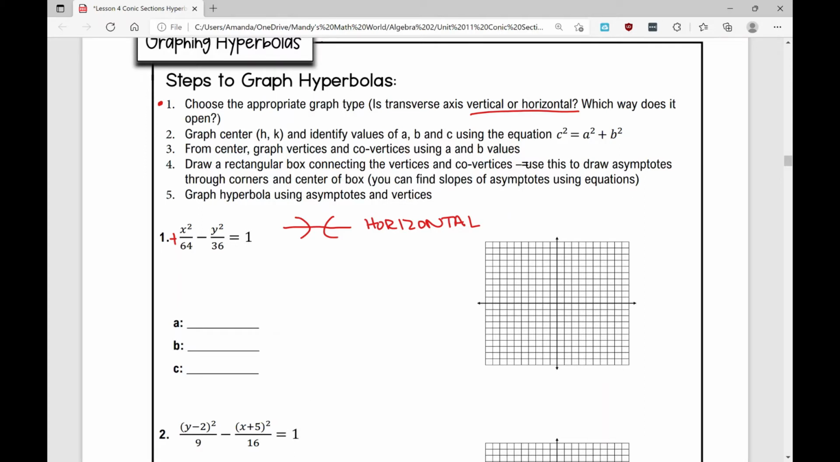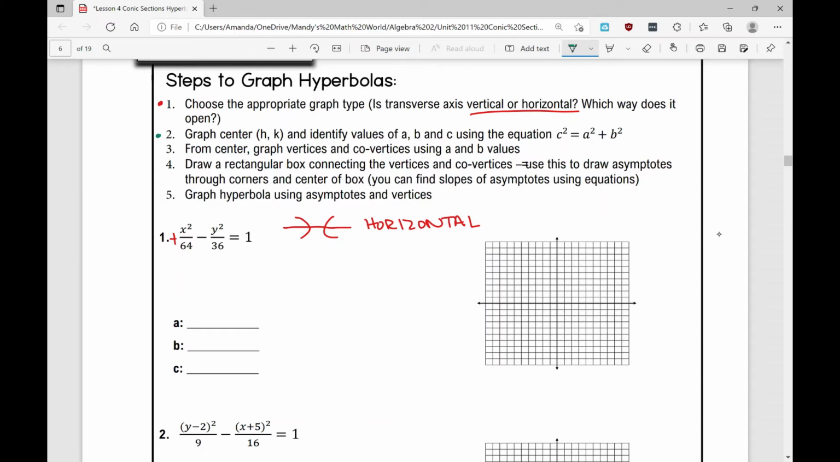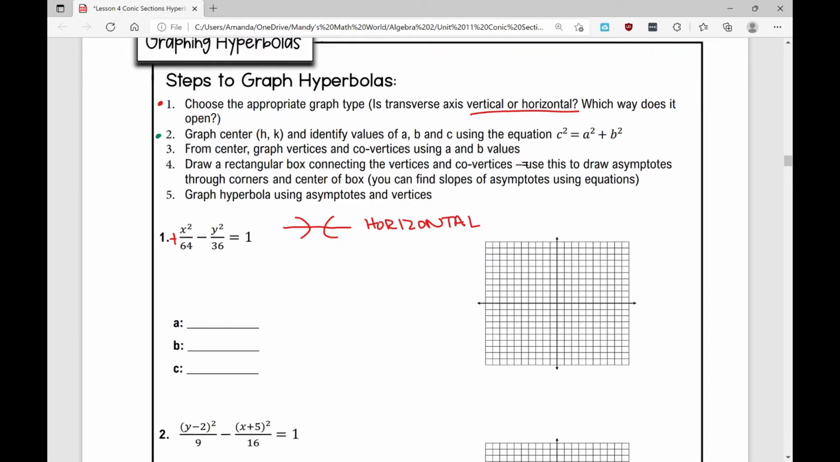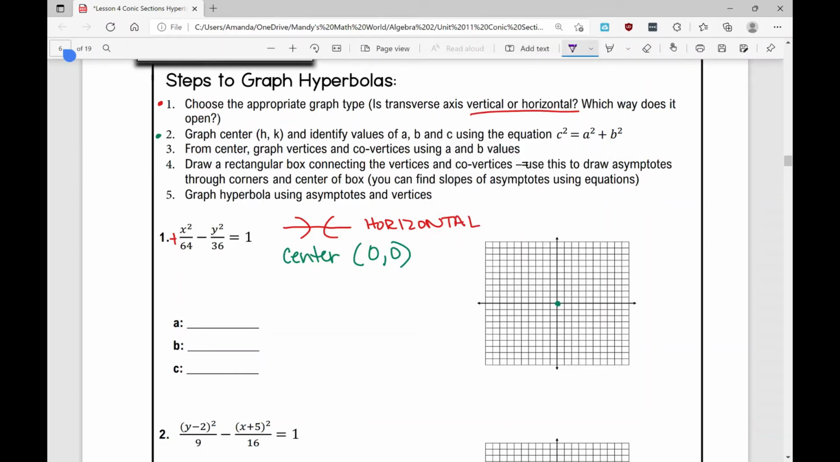Now, where is my center point? This is the next thing we're going to do. We're going to graph the center point, (h, k), and identify the values of A, B, and C using the equation C squared equals A squared plus B squared. So let's graph our center point. Our center point here, there aren't any translations. It's just 0, 0. So we're going to graph that center point. And now let's determine the values of A, B, and C.